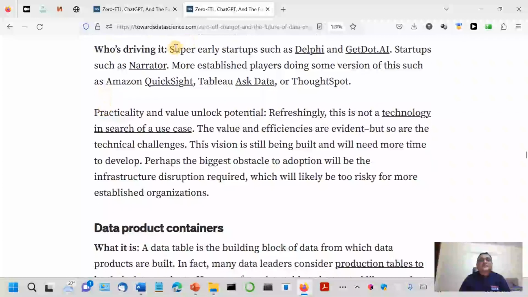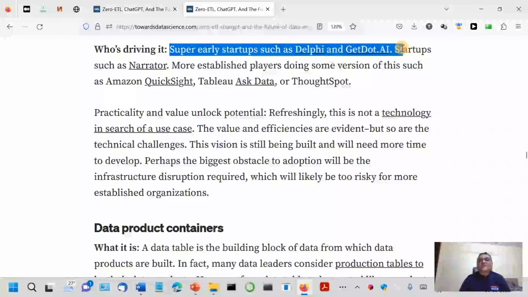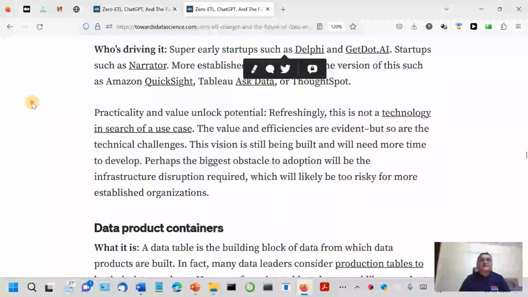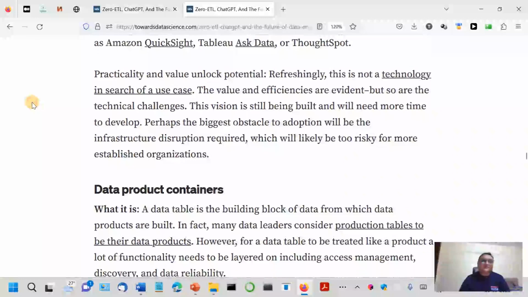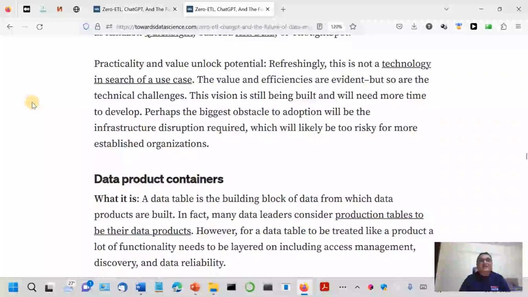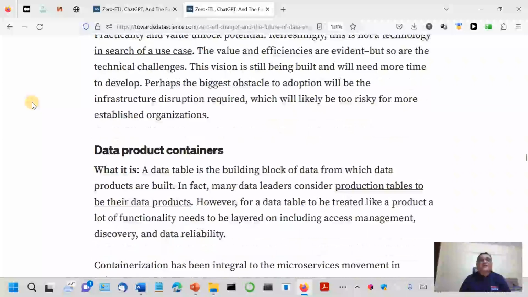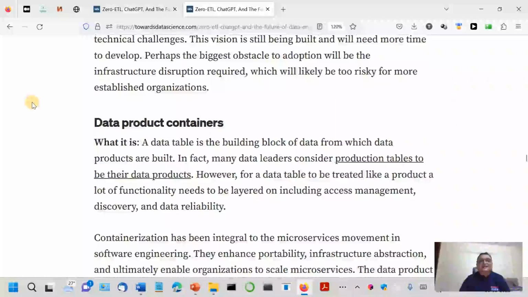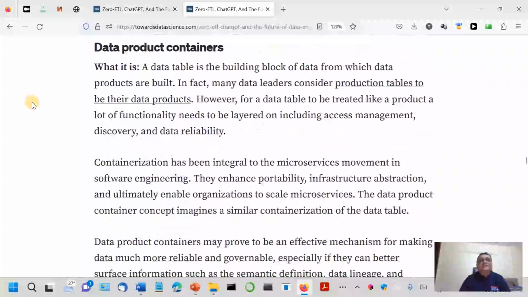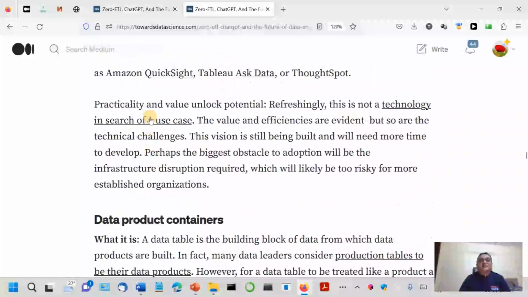Now, these are some startups who are already working on this, Delphi and Geo.ai. So those who are technically inclined can explore. They can even explore this entire article. It is a gem of an article. And this is about containers, but we will not talk about that.